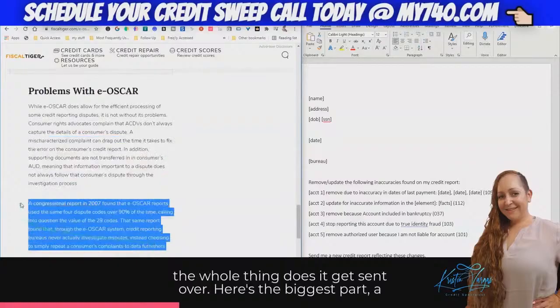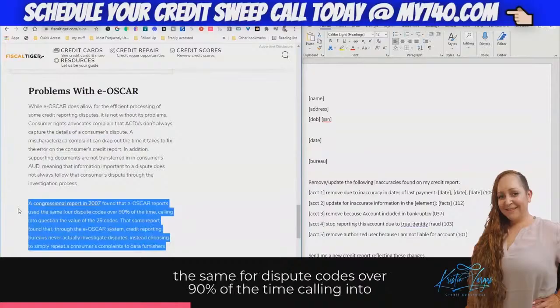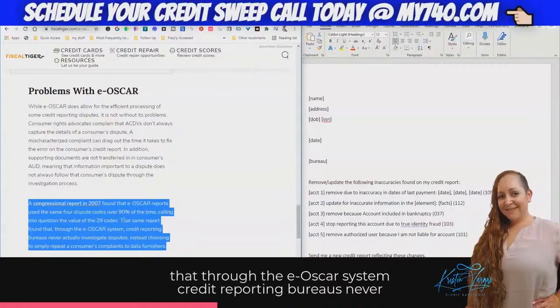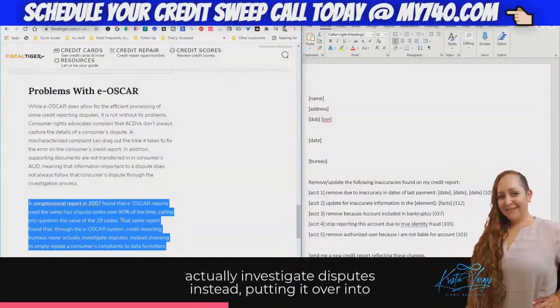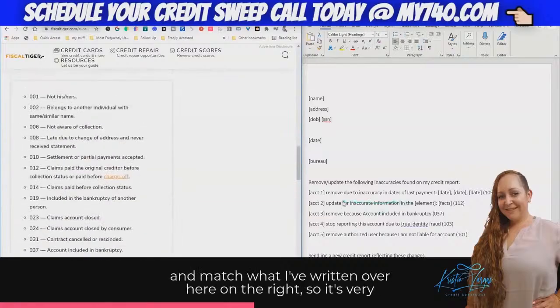Here's the biggest part. A congressional report in 2007 found that e-OSCAR reports use the same 4 dispute codes over 90% of the time, calling into question the value of these 29 codes. That same report found that through the e-OSCAR system, credit reporting bureaus never actually investigate disputes, instead passing it over to the data furnishers, sending the same exact repeat dispute. You cannot do that. Let's match what I've written on the right.